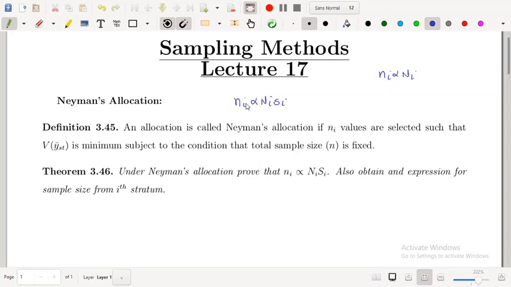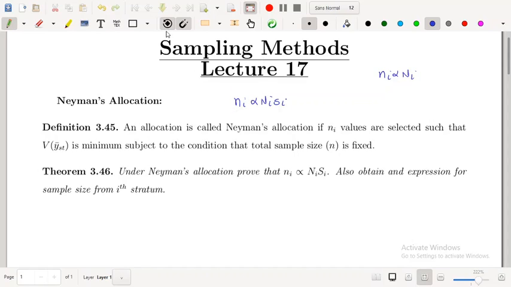So under Neyman's allocation, ni is directly proportional to NiSi, meaning from a large stratum take a large number of observations, and from a stratum having larger variation take a large number of samples.